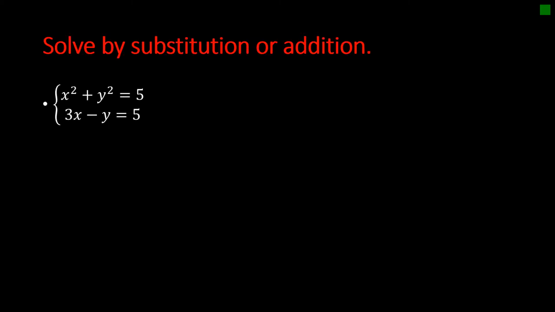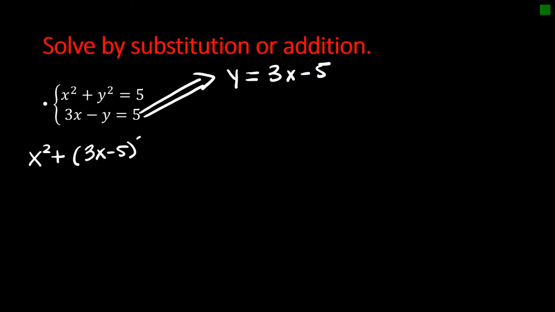We have x squared plus y squared equals 5 and 3x minus y equals 5. Well, we can't use addition here because we don't have x squared or y squared in both equations. So we're going to use substitution. I'm going to take this second equation and solve for y. Y is going to equal 3x minus 5. And then I am going to substitute this expression into my first equation. So I have x squared plus, I put in my 3x minus 5 for y. I square that, and it's going to equal 5.